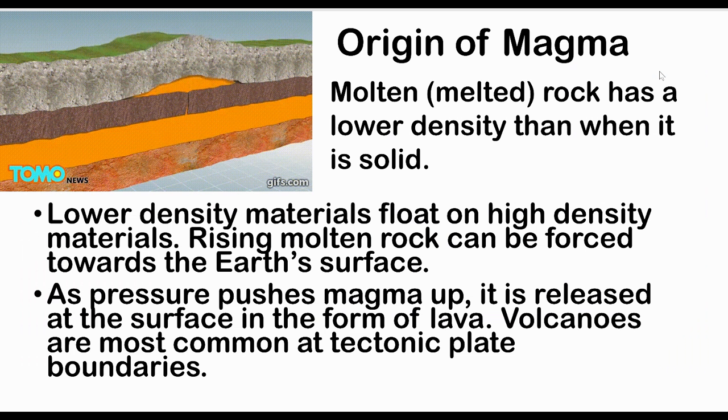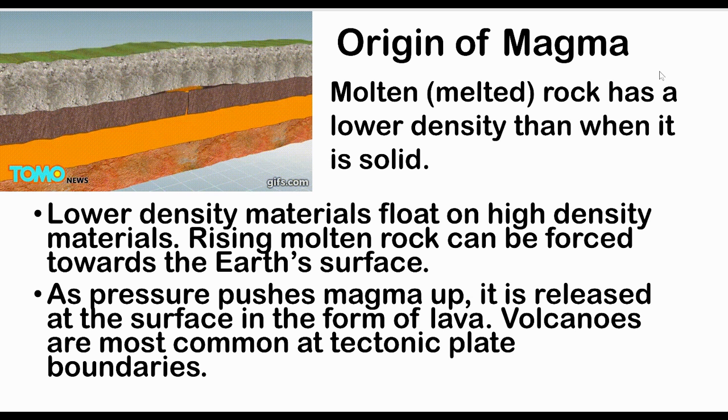Now, the origin of magma. Magma is molten rock. It's melted rock, okay? And it has a lower density than when it is solid. So lower density materials float on higher density materials. So we have this rising molten rock that can be forced towards the Earth's surface, right?